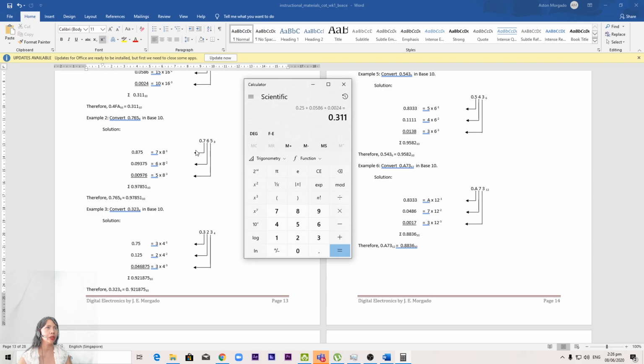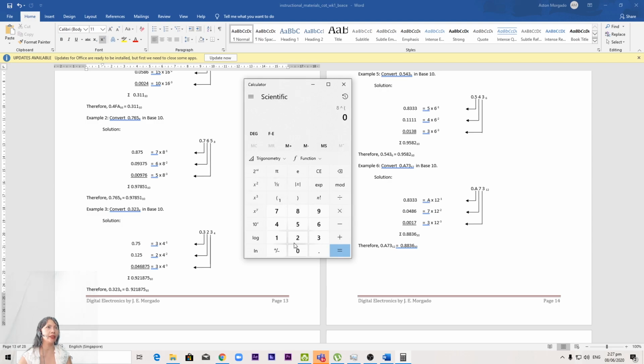So we have 0.765 base 8. The MSB here is the 7. We're going to multiply it by the base number 8 with an exponent of negative 1. This one is 8 to the negative 2 and 8 to the negative 3. So let's start. 7 times 8 raised to negative 1. Times 7, you have the answer of 0.875. We got it right.